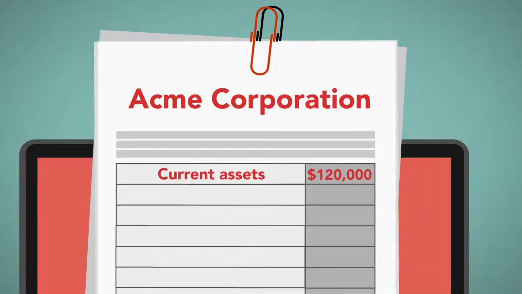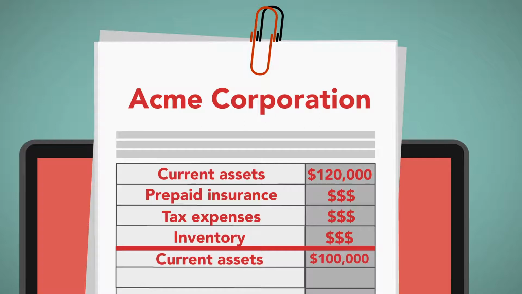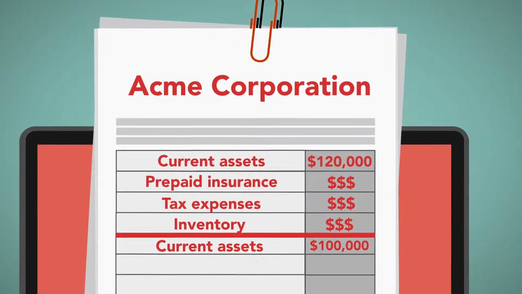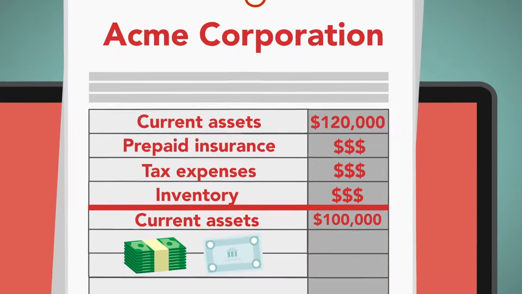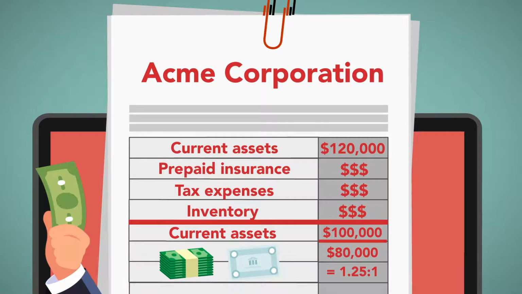For example, assume Acme Corporation has $120,000 in current assets, but we subtract prepaid expenses and tax expenses along with inventory to give us a current asset level of $100,000 consisting of cash and marketable securities. Dividing by $80,000 in current liabilities, we get 1.25 to 1. Therefore, for every dollar of current liabilities, Acme has $1.25 in liquid current assets.